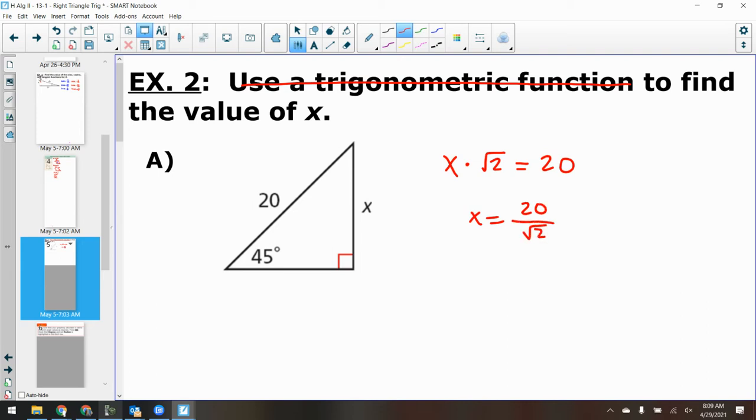Can I leave it like that? Nope, got to rationalize. We're going to be rationalizing a lot. 20 radical 2 over 2, which is 10 radical 2.